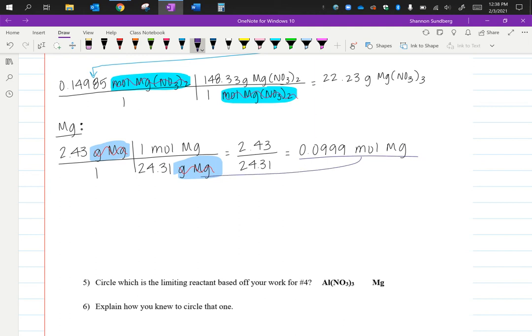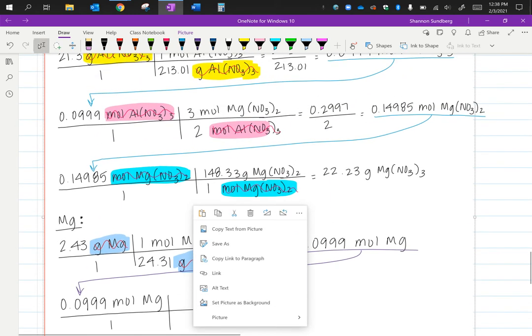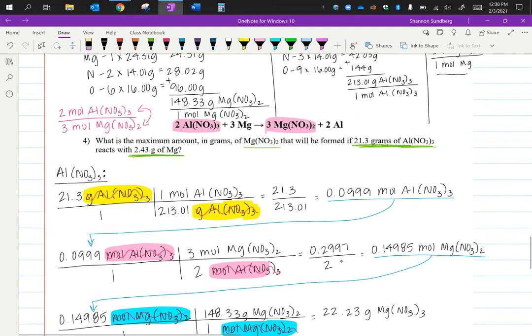So you're going to convert from moles of magnesium to moles of your product. So 0.0999 moles of Mg. Well, now this is a T-chart where I need to look at my balanced chemical reaction. So this time, I'm not using aluminum anymore. I'm using this one. So we need to go from here to here. So you should read that in your head. 3 moles Mg yields 3 moles MgNO3, 2. So I still have to write it. So even though it's 3 to 3, I still have to write it.